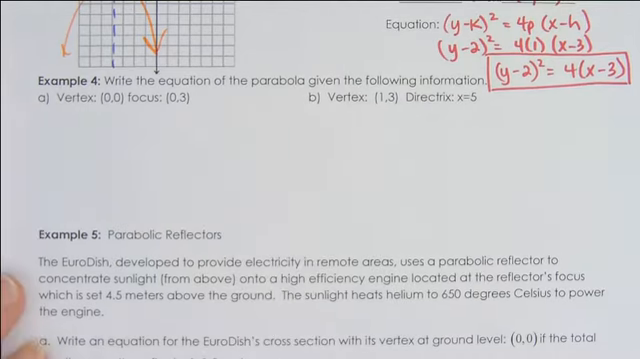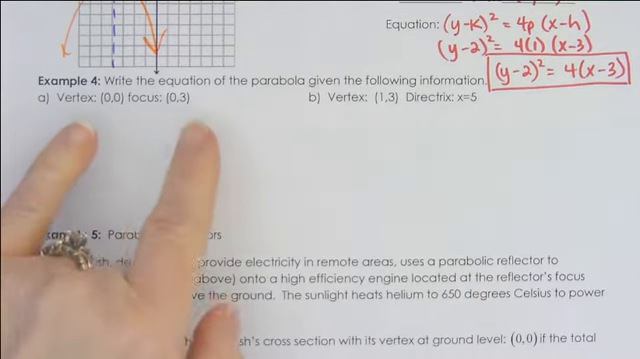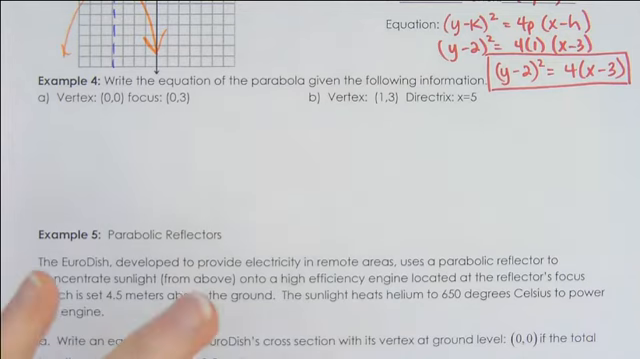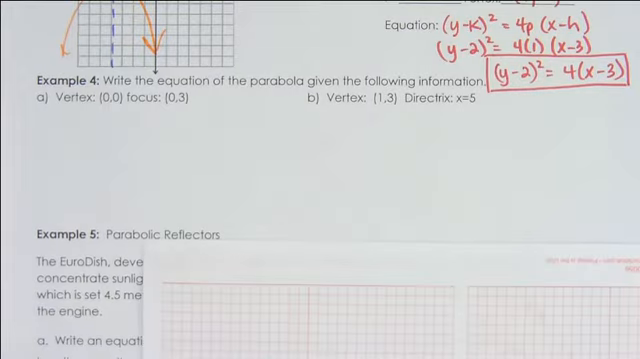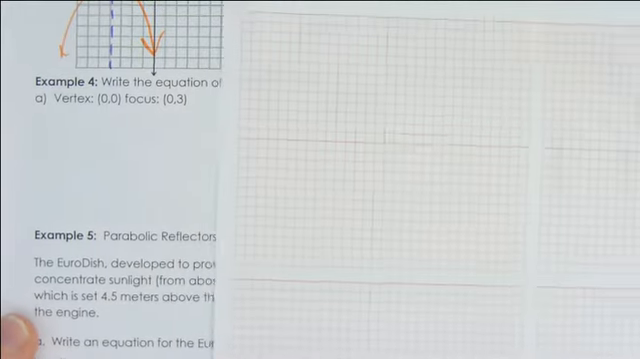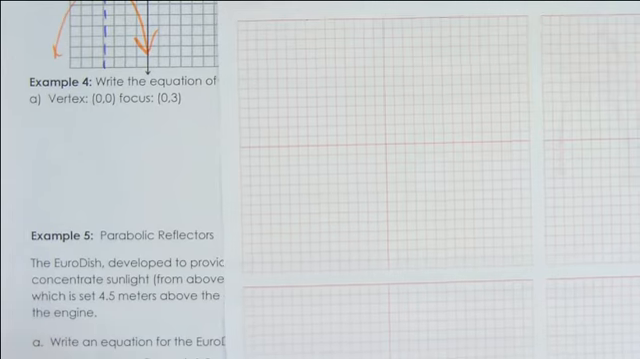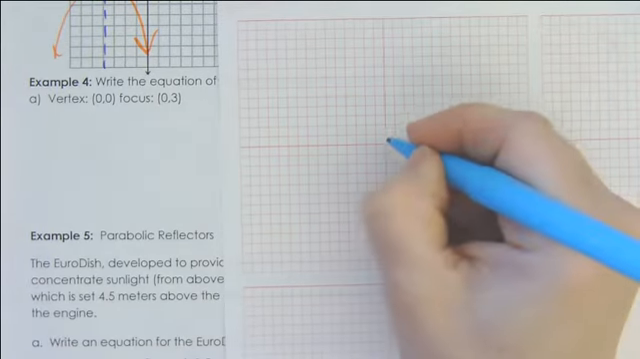Moving on, example 4. This time I'm just going to give you some information and you need to come up with an equation based off of that. If it helps you to graph it, to sketch it, you can always grab a piece of graph paper. Sometimes that does help. So this first one says that the vertex is at 0, 0. So my vertex is right here at 0, 0.